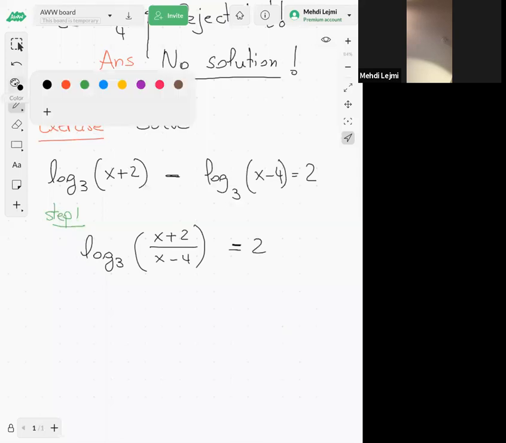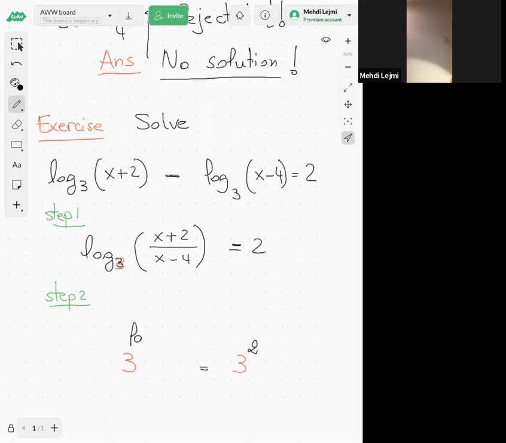Now, second step would be to get rid of the log. So this is a log in base 3. So here's my 3. Here's my 3. Here's the equation. So on the right side I have 2, so that will be 3 squared. And on the left side I have this log in base 3, x plus 2 over x minus 4. So then this 3 and this log, they would cancel out.